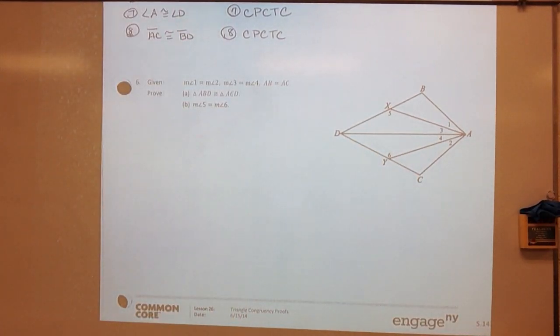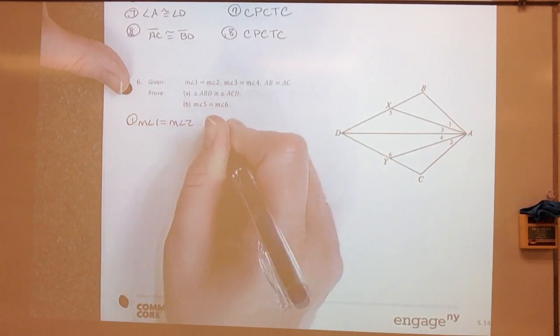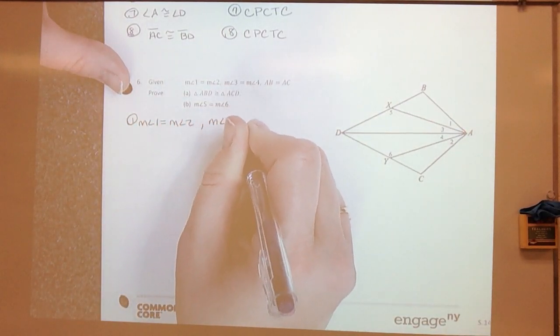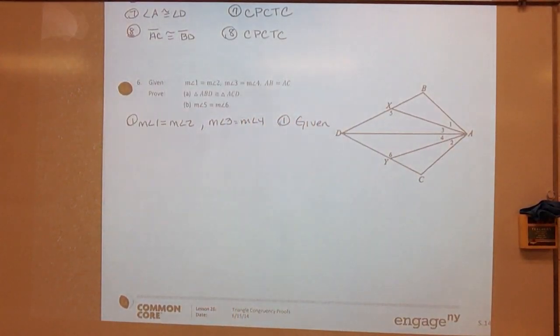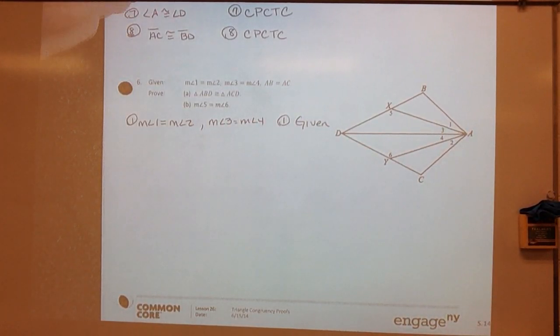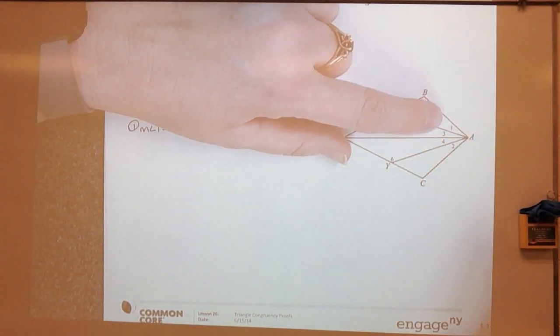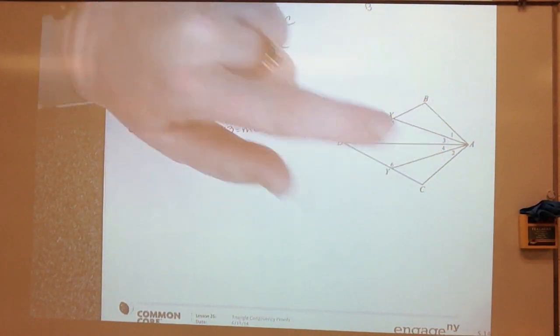Okay, so let's go ahead and do this. We're just going to deal with our given information first. The measure of angle 1 is equal to the measure of angle 2, and the measure of angle 3 is equal to the measure of angle 4. That is given. So what do I know about that then? If 1 is, let's say, 10, that means 2 is 10. If 3 is 15, that means 4 is 15.